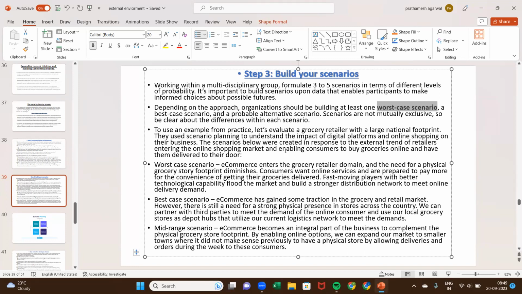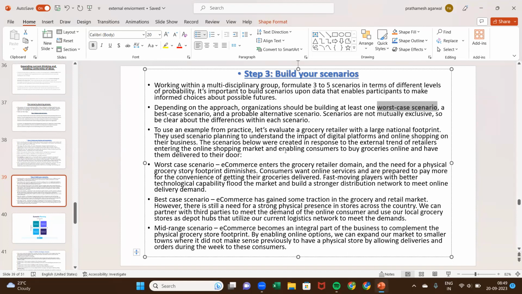Worst case scenario: e-commerce enters the grocery retail domain and the need for a physical grocery store footprint diminishes, right? So nowadays, we are sitting at home and ordering groceries online. Amazon is giving us, then Big Basket, then Farm Fresh. So what has happened? The shopkeepers who are running the grocery stores got affected. That was the worst case scenario, right? How would the local shopkeeper survive?